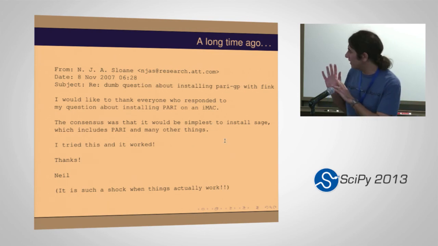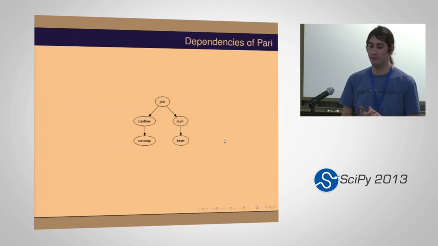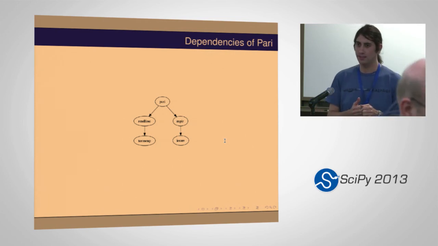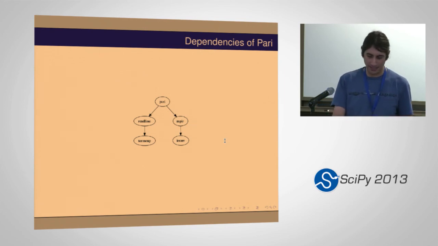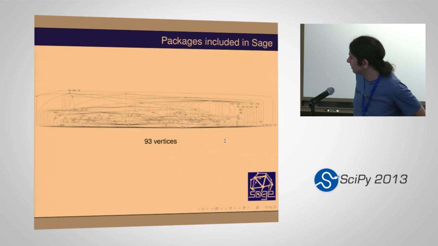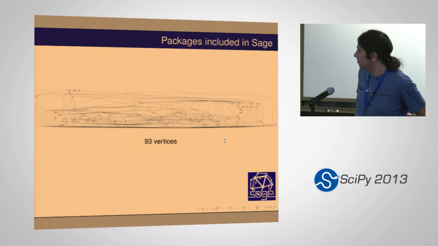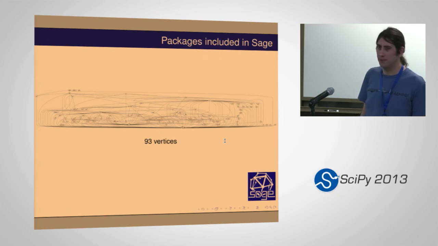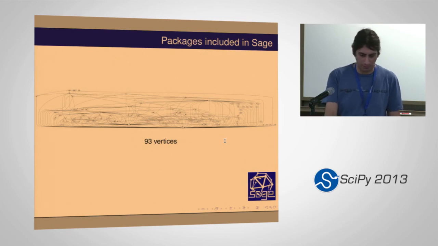To give an idea of the scale of the many other things that he's talking about, this is the dependency tree for Pari. It is very small. It depends on the readline library and Empire, that's a fork of GMP. Most Macs clearly don't have the development headers for readline. Maybe they don't have Empire either. So he installed Sage instead. The graph could have been laid out better, but this is the dependency graph of all the packages included in Sage. It includes 93 vertices. Now it is about a 400 megabyte download these days, and it takes a couple of hours to actually install if you're not moving from a binary.